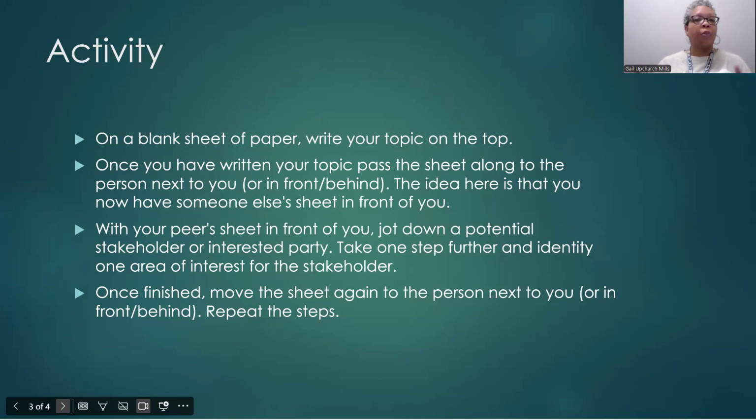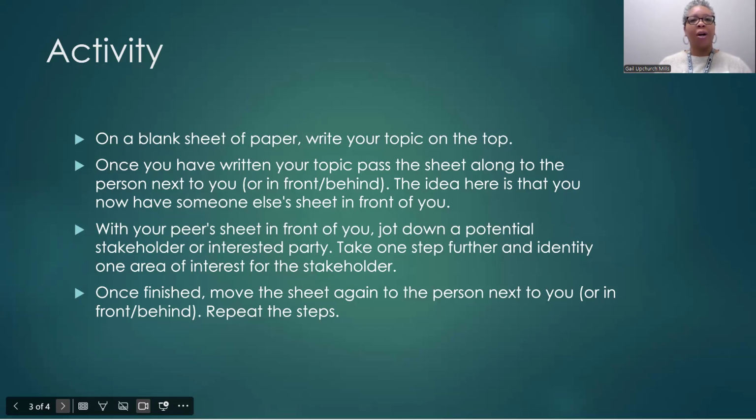Once everyone's finished, a lot of times I'll put a timer on it and say, 5 minutes, write down a stakeholder group. Why are they interested? If some students complain that 5 minutes isn't enough time, that's okay. I have them raise their hand and I can always add a couple more minutes to my timer. Then I ask them to move their sheet again in the same direction, to the peer next to them, in front of them, or behind them, okay? They move it again, and now what they've got is yet another peer's paper in front of them, a new issue, and at least one stakeholder group.